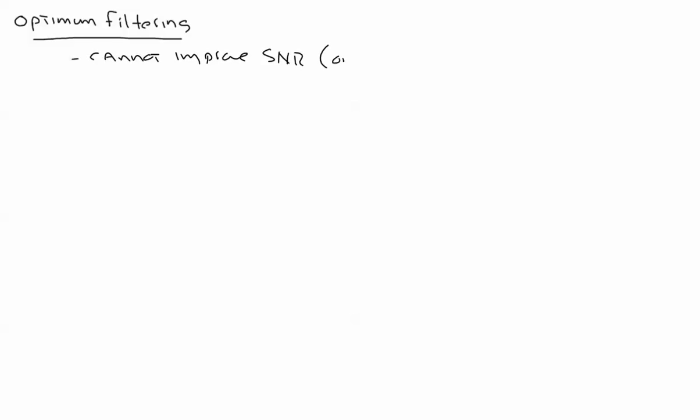Optimum filtering. Previously, I mentioned in a previous video that it's impossible to improve signal-to-noise ratio or clarity simply by using a broadband amplifier. So we cannot improve signal-to-noise ratio or clarity simply through amplification.